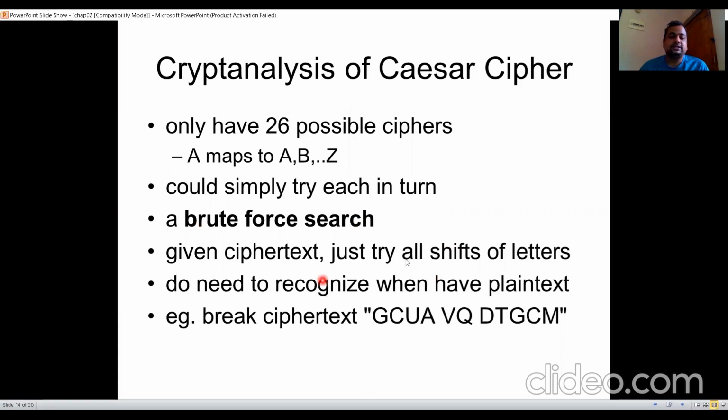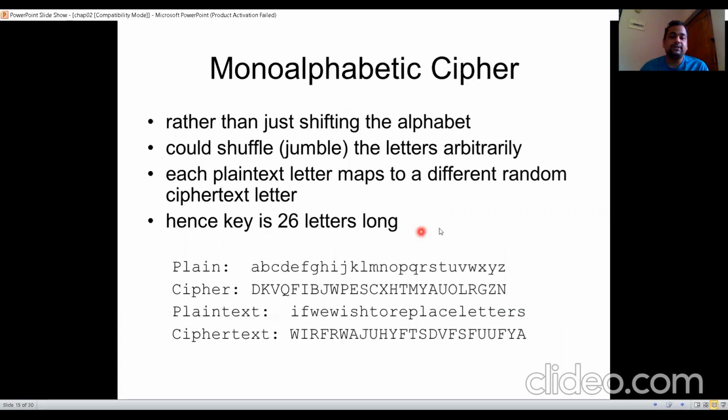Now let us consider an example. We have to break the ciphertext GCUA BQ DT. This ciphertext is given to you, and we have to find the plain text. The first thing is that we have to apply the brute force search. Applying the brute force attack, there will be a maximum of 26 possibilities. Let the plain text be this one, with a maximum of 3 characters. And for another plain text example, it will be converted like this.